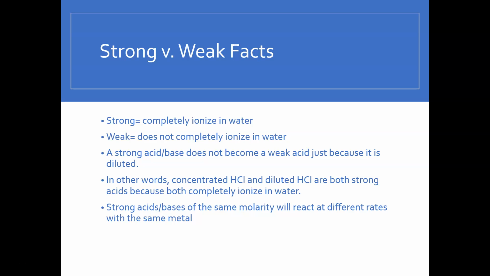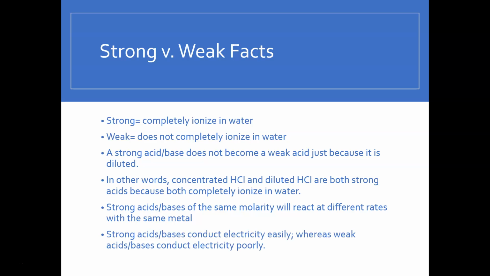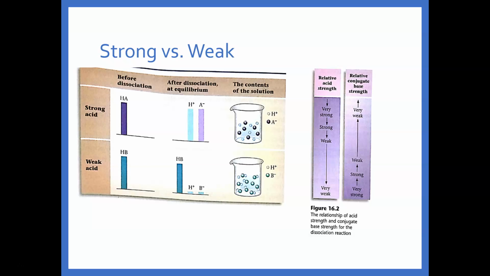Strong acids and bases of the same molarity will react at different rates with the same metal. Strong acids and bases conduct electricity easily, whereas weak acids and bases conduct electricity poorly. So the strength of the electrolyte is also determined on whether it's a strong or weak base. Now, why do we care?